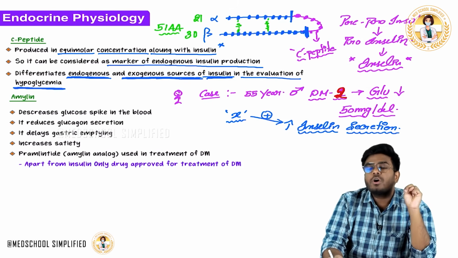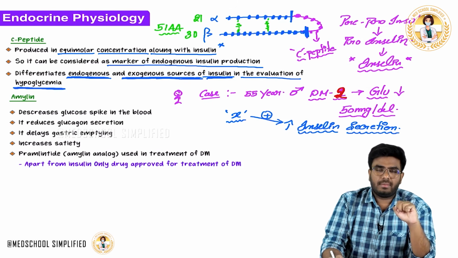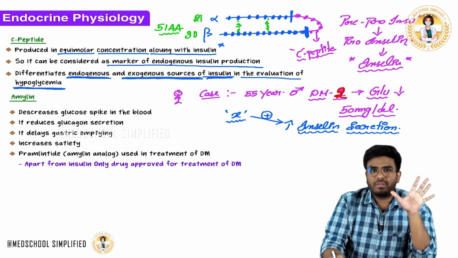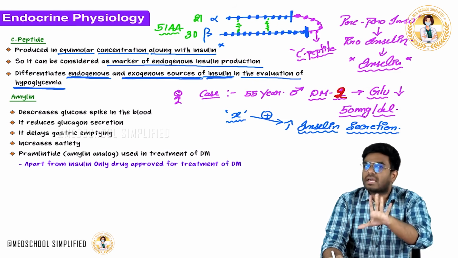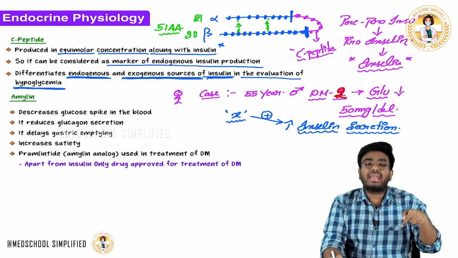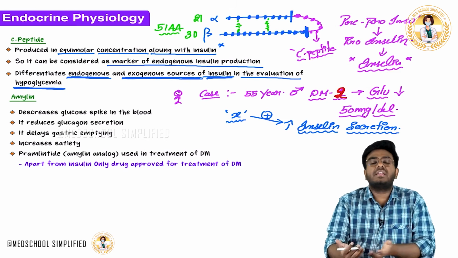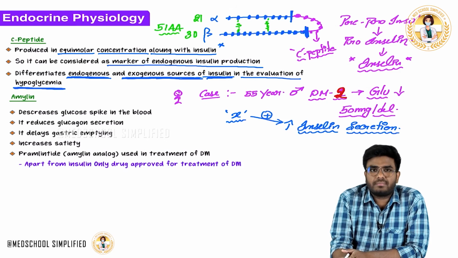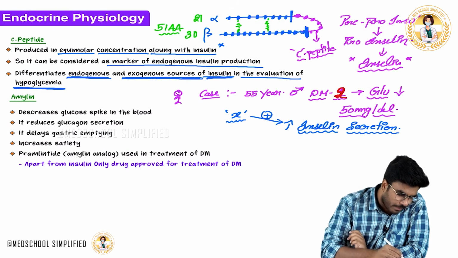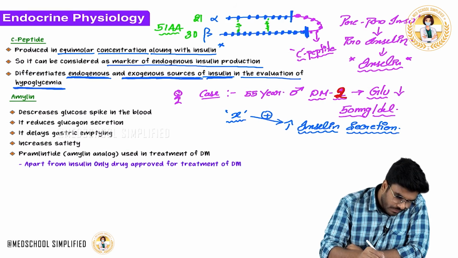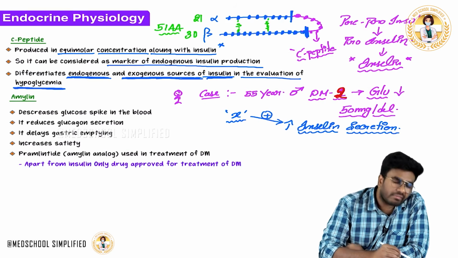So there are these two possible explanations, and now you need to find out whether the exogenous insulin is the culprit, or whether it is this drug X, which is increasing the insulin secretion, that is the culprit. Now how to differentiate? By looking at the C-peptide levels.